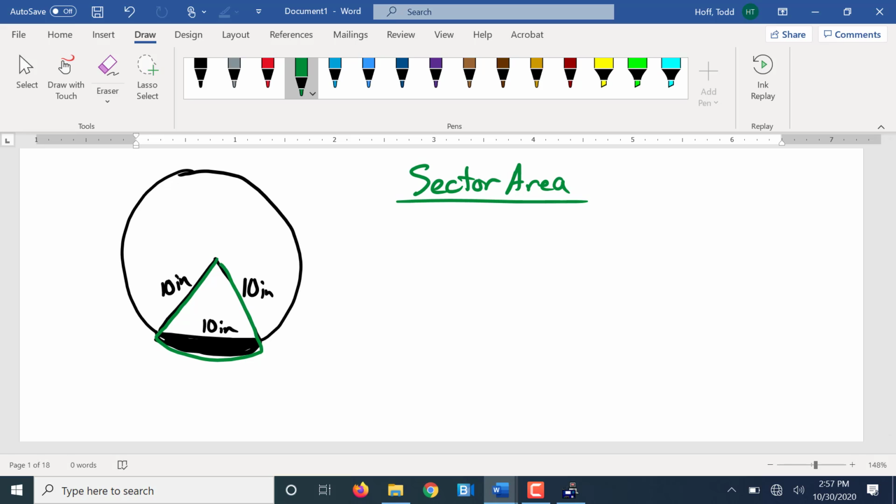Do you guys remember how to find sector area? It's the area of the whole circle times the angle over 360. So we need to know this angle here. Now, I didn't give you the angle, but from the sides of the triangle, we can assume that angle has to be 60 degrees. It's an equilateral triangle. And then from that area of the sector, you're going to subtract the area of the triangle here.